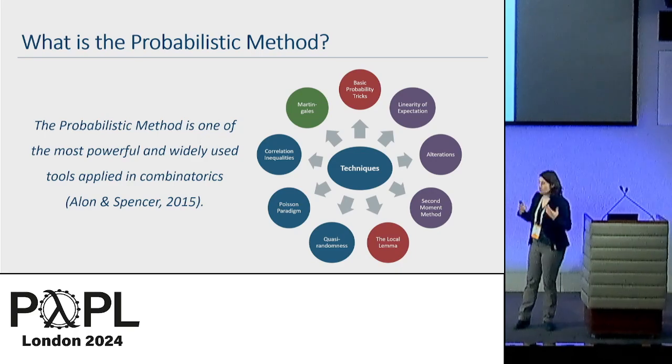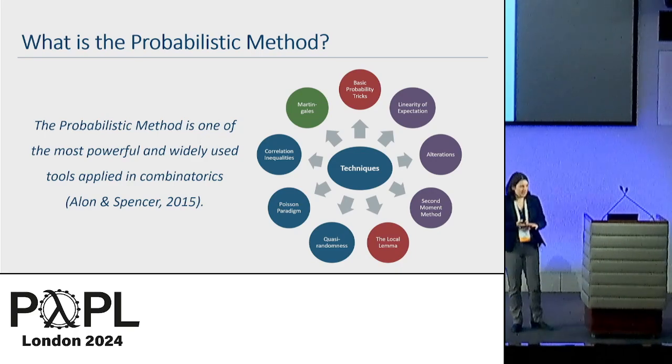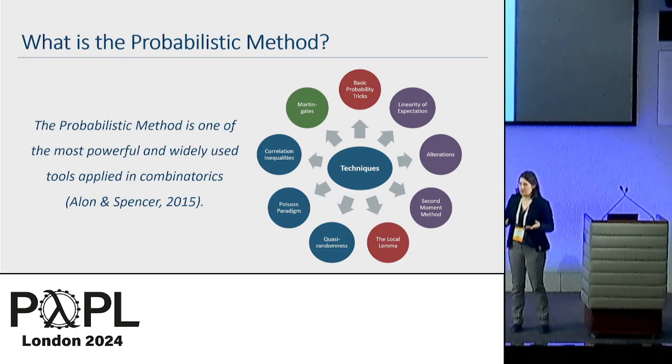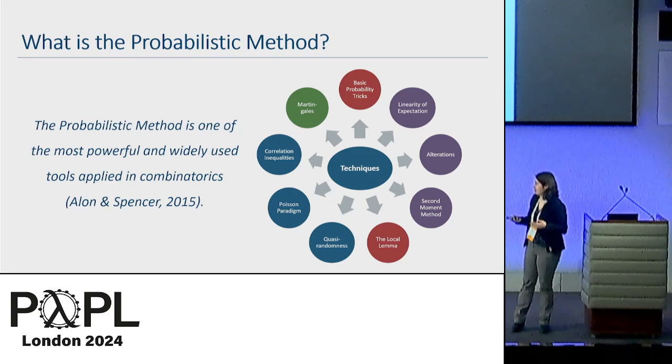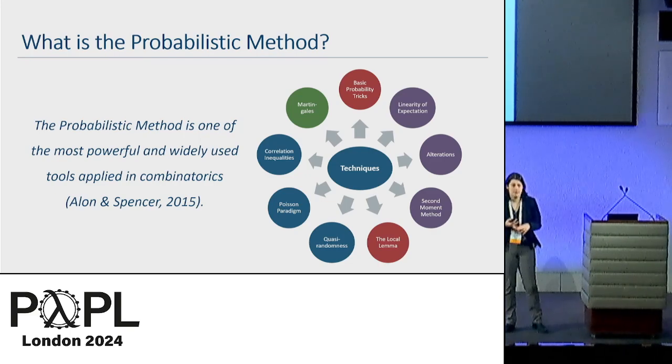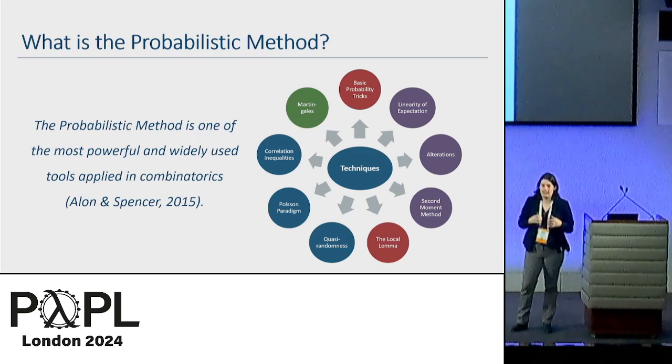So why we want to do this: there are currently 3 formalizations that I could find using the probabilistic method for combinatorics. They were all in Isabelle. They use these 3 techniques on the right, linearity of expectation, alterations, and the second moment method, but they were very much focused on formalizing a specific theorem.